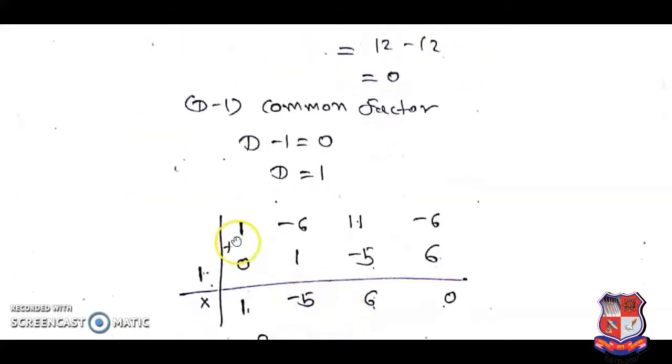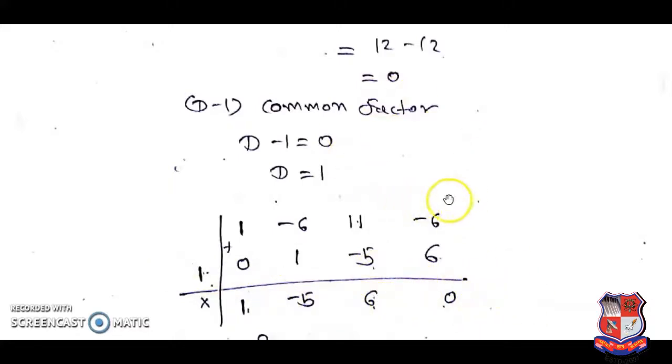Now for the table we consider the coefficients: d cube 1, d square minus 6, d 11 and the constant minus 6. Here we consider 0 and we get 0. So 1 plus 0 is 1, multiply with 1, that is the factor. So 1 into 1 is 1. Then minus 6 plus 1 is minus 5, minus 5 into 1 is minus 5, 11 minus 5 is 6, 6 ones are 6, that is 0.